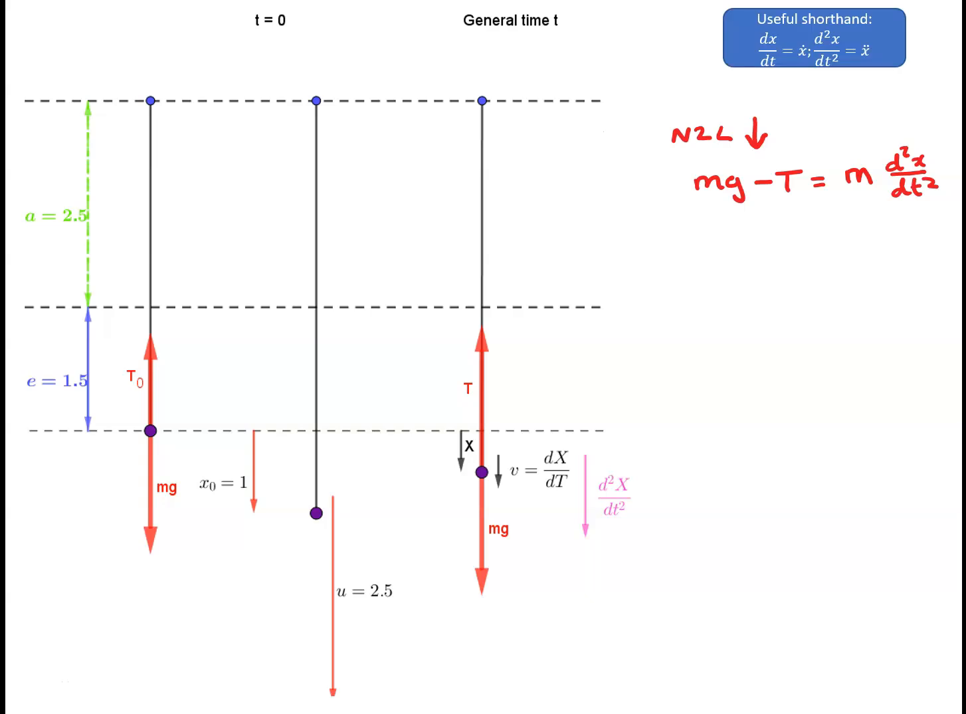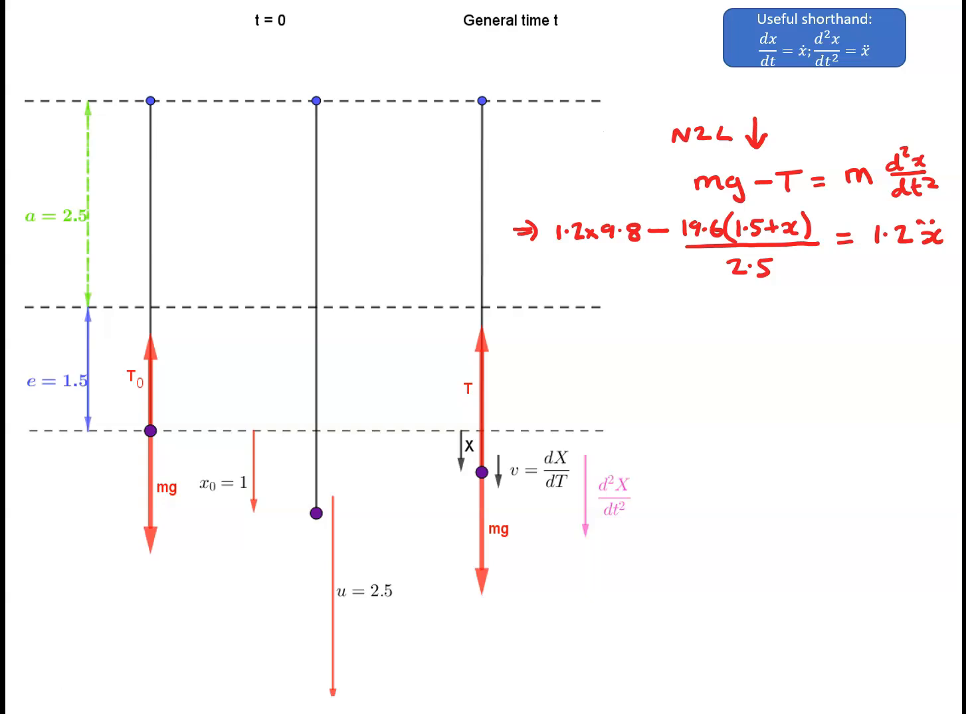Okay, very useful shorthand which is used in maths is if we are differentiating with respect to t, instead of writing dx by dt, we can write x dot. Instead of writing d2x dt squared, we can write x double dot. So, what have we got? We've got the mass is 1.2 times g, which is 9.8.